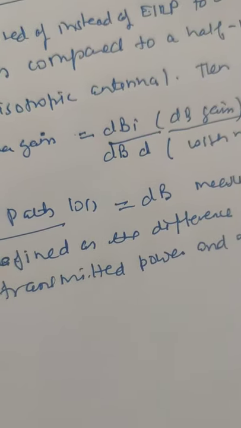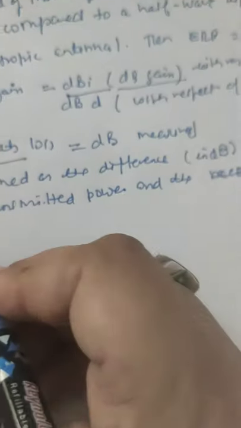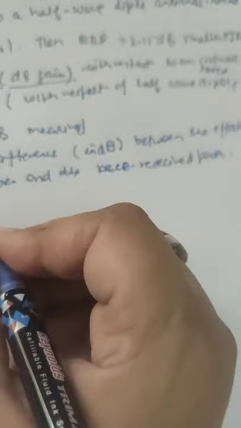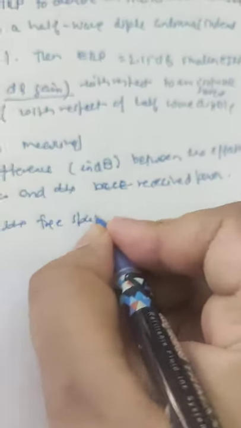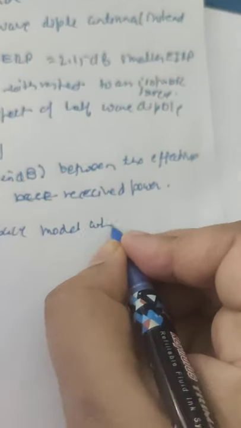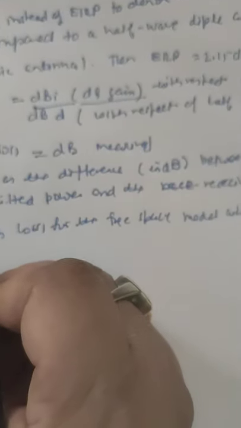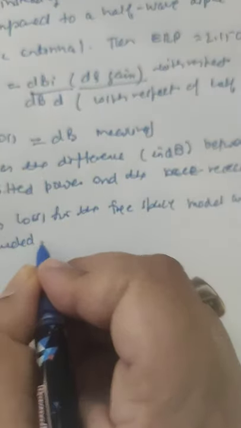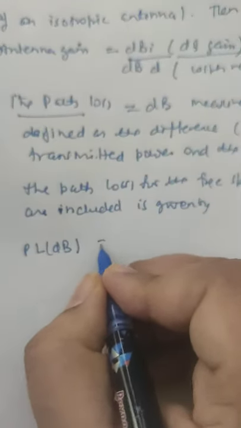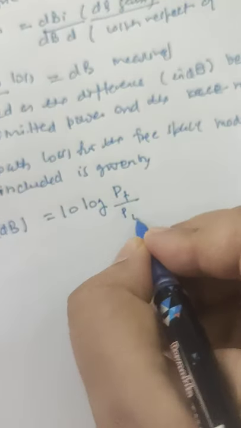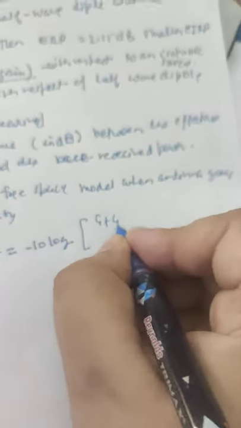The path loss for the free space model when the antenna gains are included is denoted by PL(dB), which is equal to 10 log of transmitted power to received power, equal to minus 10 log of GT GR lambda square upon (4 pi) whole square d square. This is equation number 5.